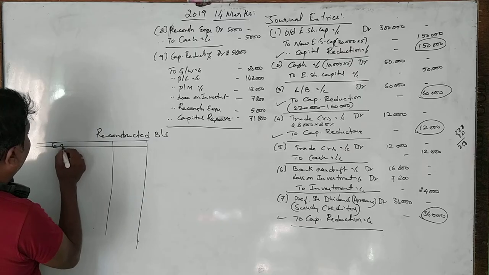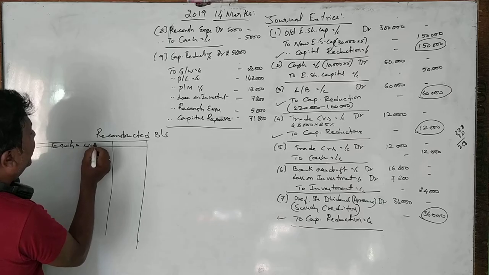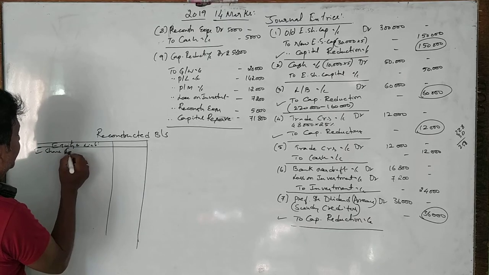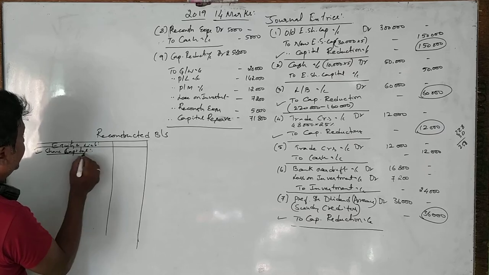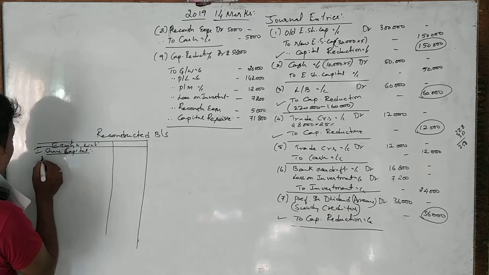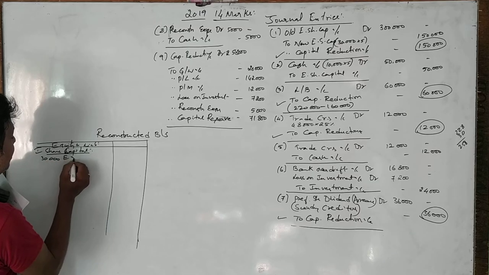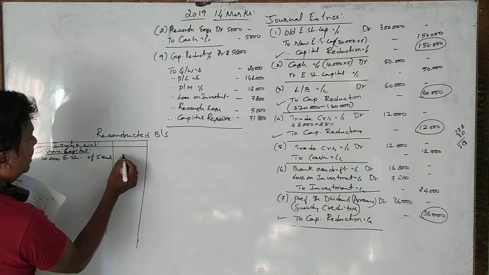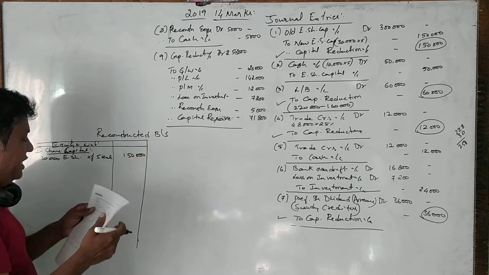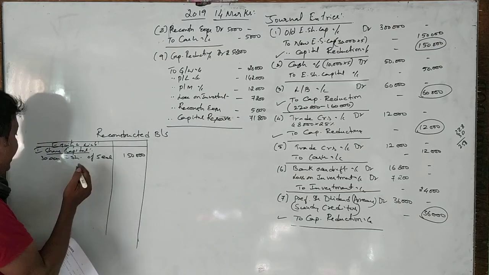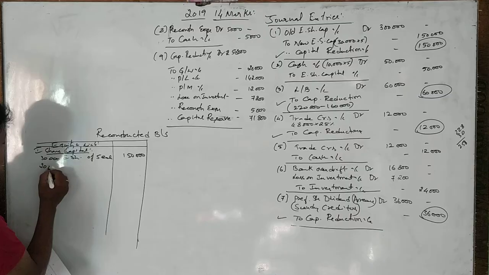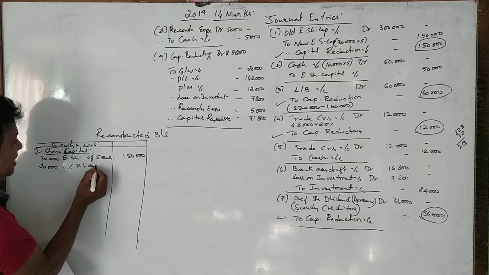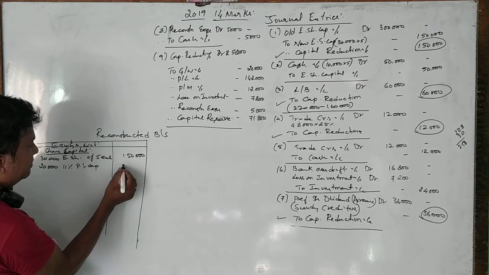First, equity and liabilities. First one is share capital. Share capital is 30,000 equity shares of 5 each, fully paid. So it becomes 1,50,000, because earlier we had 10 rupees per share, now it is becoming 5 each. Next is 20,000 preference shares, instead of 9% it is becoming 11% because it is given in the adjustment, at 100 rupees each, so this will be 2,00,000 rupees.